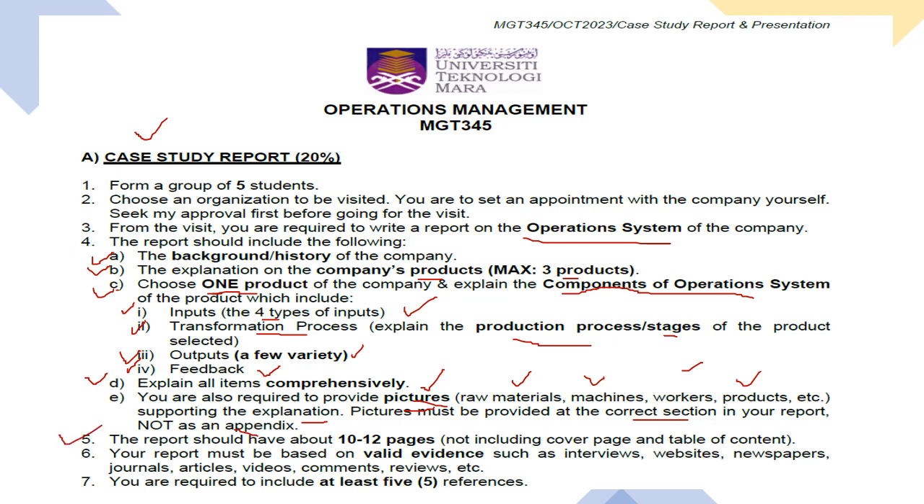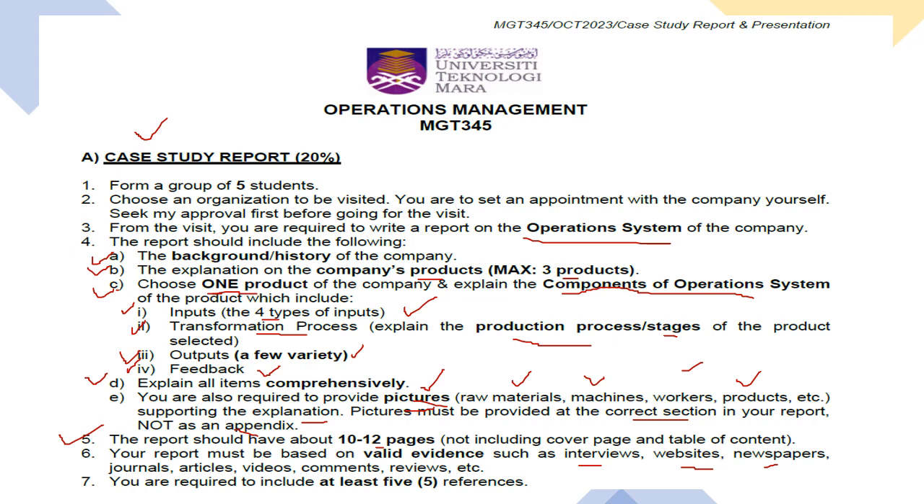Okay, the report should consist of 10 to 12 pages, not including cover page and table of content. Your report must be based on valid evidence, such as interviews, websites, newspapers, journals, articles, videos, comments, reviews, etc. So your sources of information do not only come from the interview and the visit to the organization. You can search from the website.